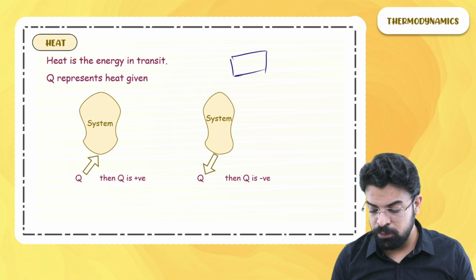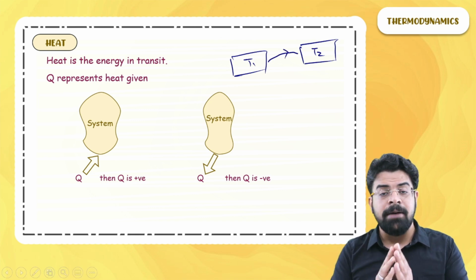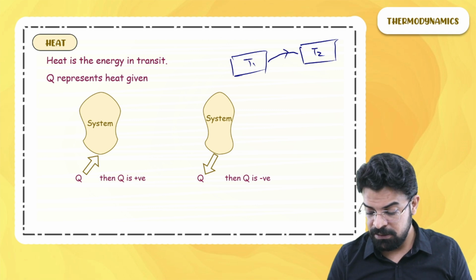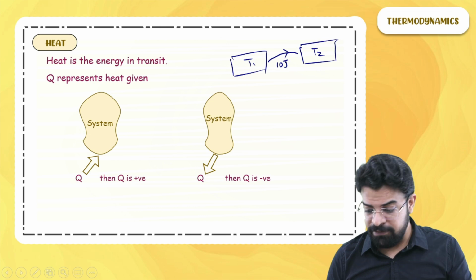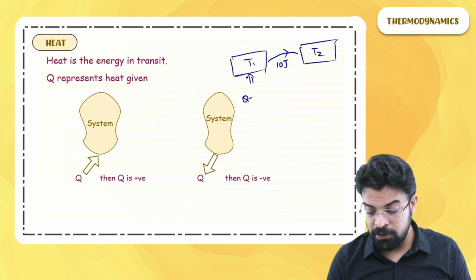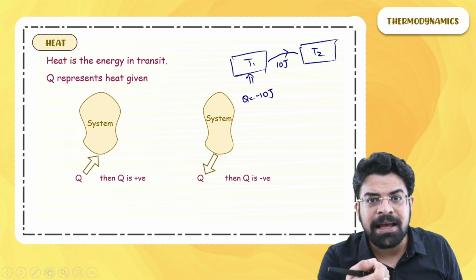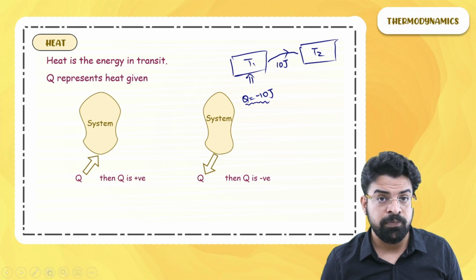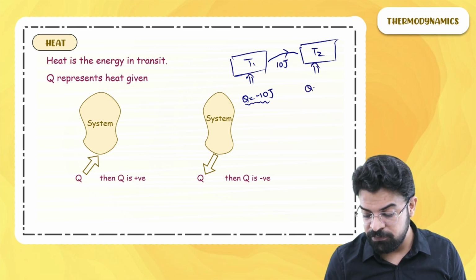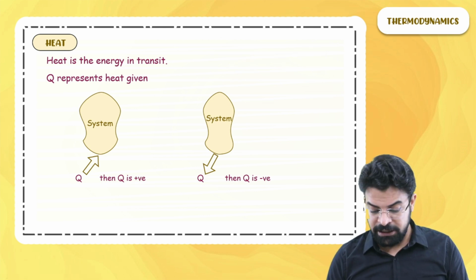So if you have got two bodies, one at high temperature and one at low temperature, the heat flows from the first body to the second body, and let's say the amount of heat that flows is 10 joule. So you will say the heat given to the first body equals minus 10 joule. Why minus 10? Because you are not giving heat, you are extracting heat. So the heat given to the first body will be minus 10 joule, and the heat given to the second body will be plus 10 joule. So beta, remember that when heat is given, it is taken as positive.